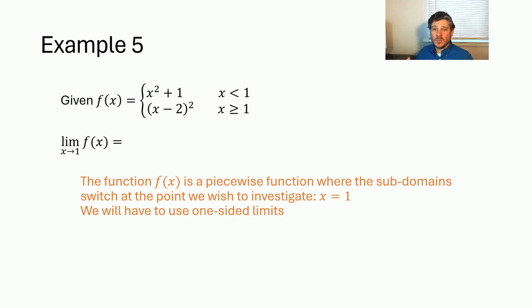So I want to know what's happening. The limit as x approaches 1 means what happens from the right-hand side, what happens from the left-hand side. Are they approaching the same limit? So I'm going to have to use those one-sided limits here, especially because specifically this is a piecewise function where that is switching what my actual rule or my function is.